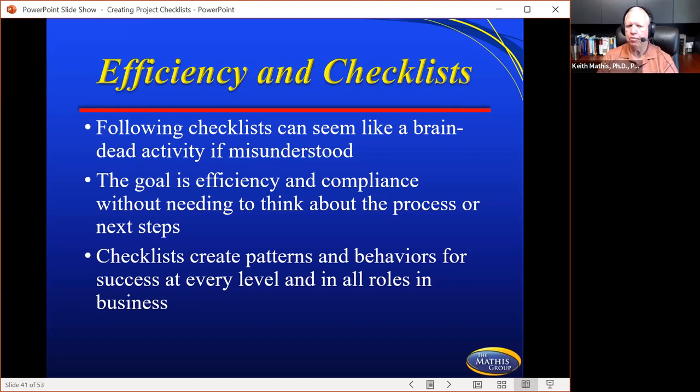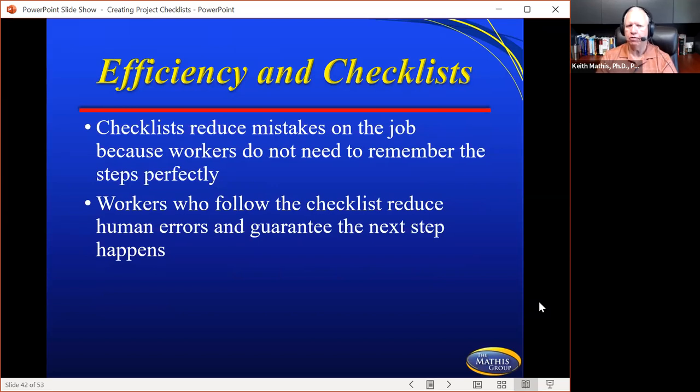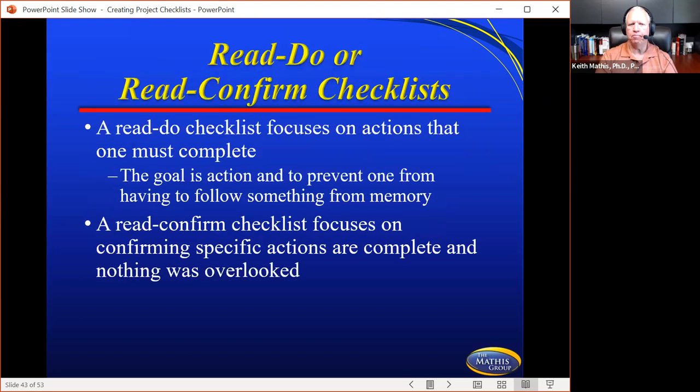So checklists create patterns and behaviors for success at every level and in all roles in business. If we follow the checklist and do what we're supposed to do at that moment, then it takes some of that thinking out of our head. Checklists reduce mistakes on the job because workers do not need to remember the steps perfectly, and workers who follow checklists reduce human errors. They guarantee that the next step can happen because they're just following exactly what the document says.